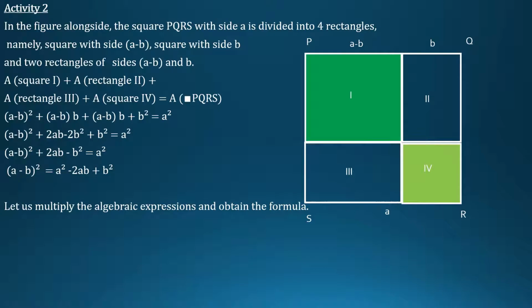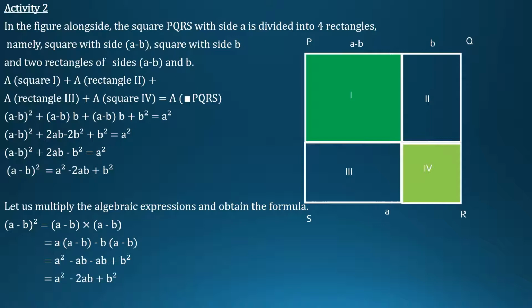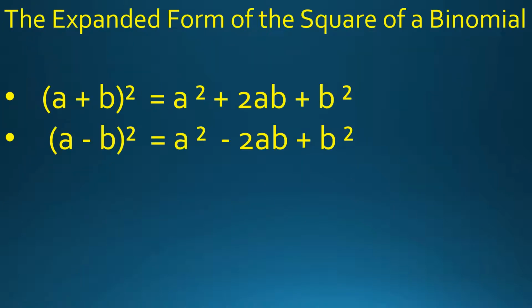Now, let us multiply the algebraic expressions and obtain the formula. So, (A minus B) the whole square is equal to (A minus B) into (A minus B). We have studied how to multiply two algebraic expressions. So, A into (A minus B) minus B into (A minus B), which is equal to A square minus AB minus AB plus B square, which will be equal to A square minus 2AB plus B square. Therefore, we have (A minus B) the whole square as A square minus 2AB plus B square. This is the expanded form of the square of the binomial.